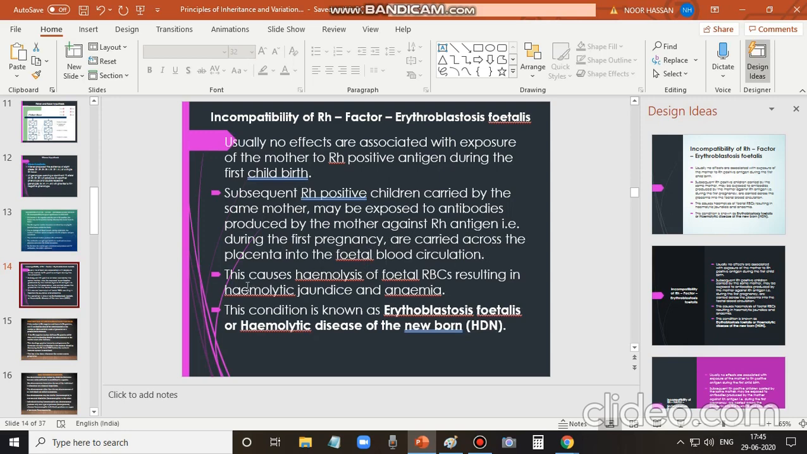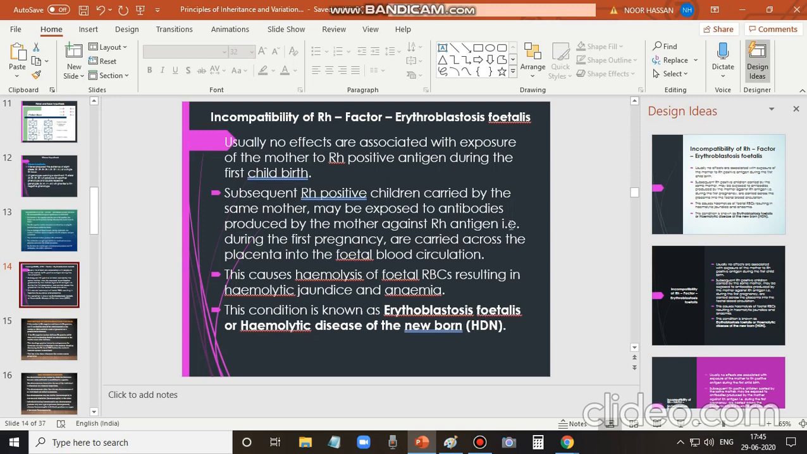This causes hemolysis of fetal RBCs, resulting in hemolytic jaundice and anemia. This condition is known as erythroblastosis fetalis, also called HDN, that is hemolytic disease of the newborn.